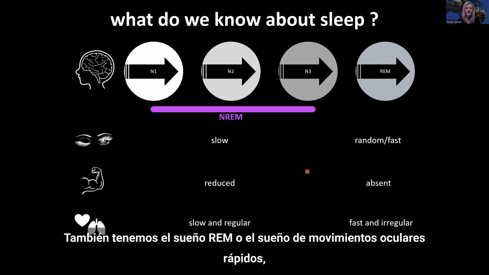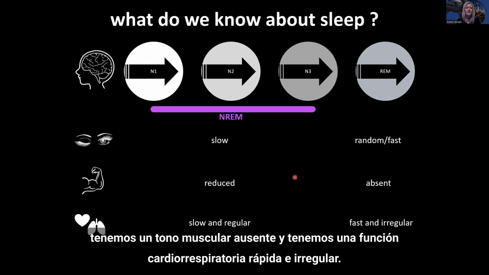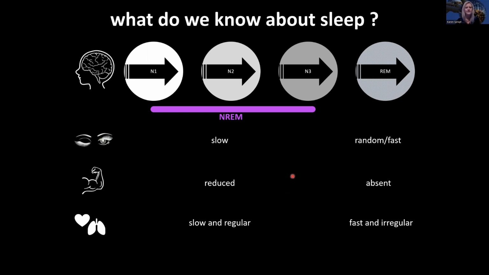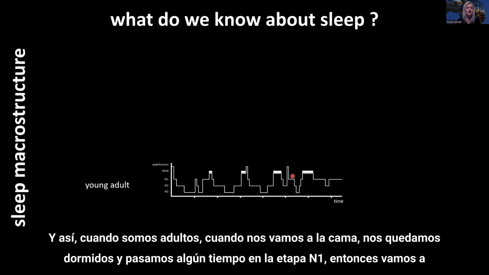We also have the REM sleep, or the rapid eye movement sleep, which is a paradoxical stage, because we have rapid, random eye movements. We have an absent muscle tone, and we have fast and irregular cardiorespiratory function. But this structure is maturing, developing throughout our childhood.